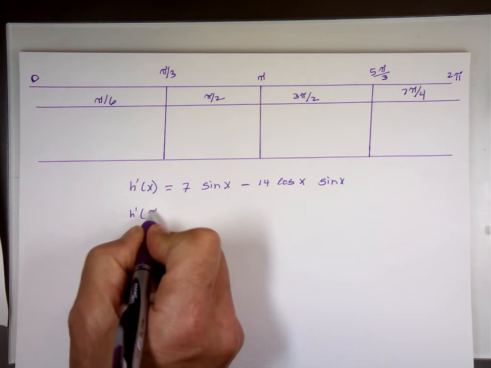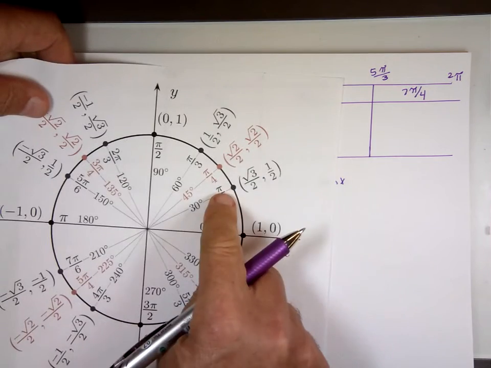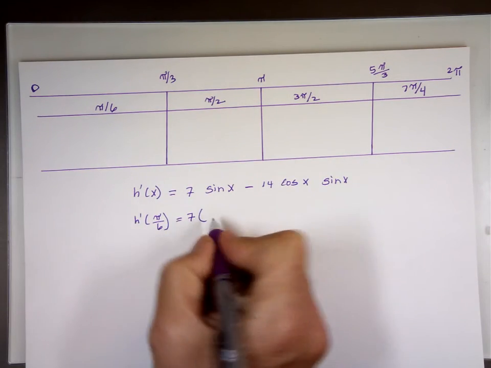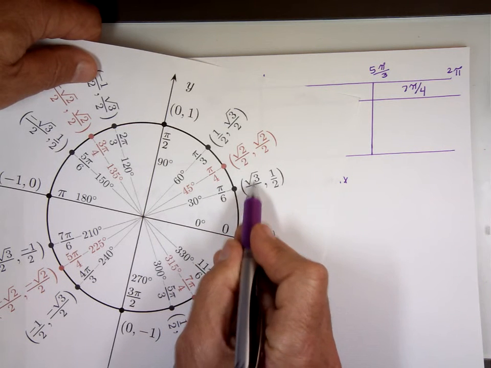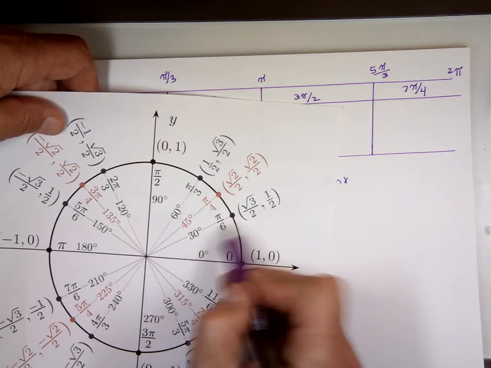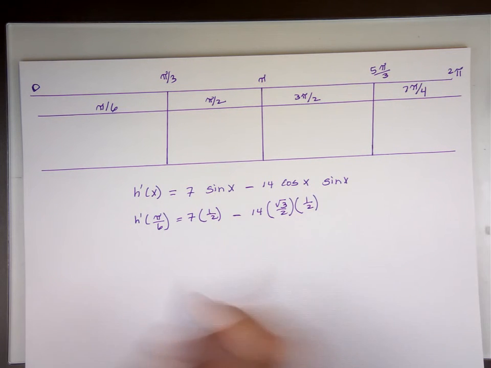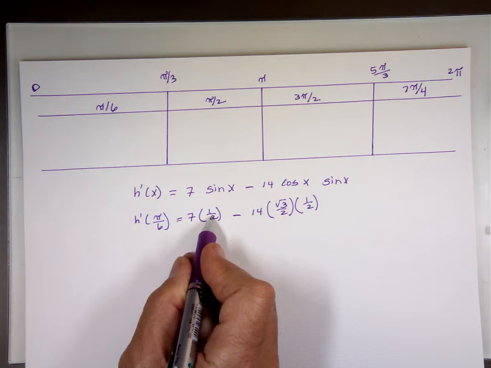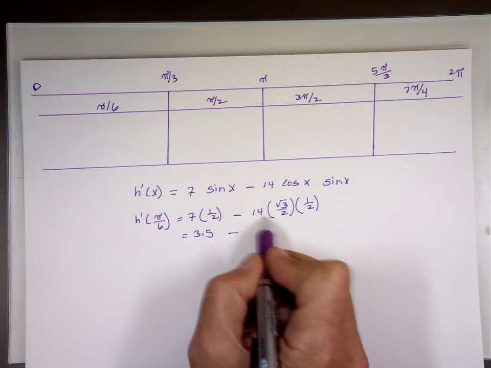What's the derivative at pi over 6? 7 times sine of pi over 6, what's the sine? It's 1/2. Minus 14 times cosine of pi over 6, the square root of 3 over 2. And what is the sine of pi over 6? That's 1/2. 7 times a half, that's what? 3.5. Minus 3.5, the square root of 3.